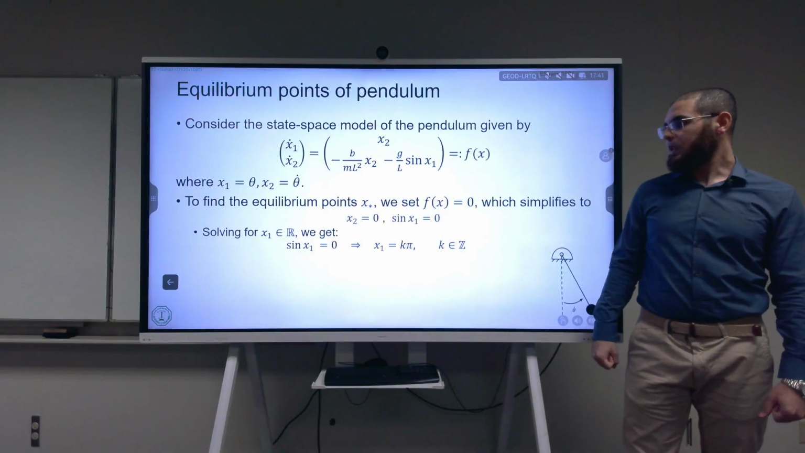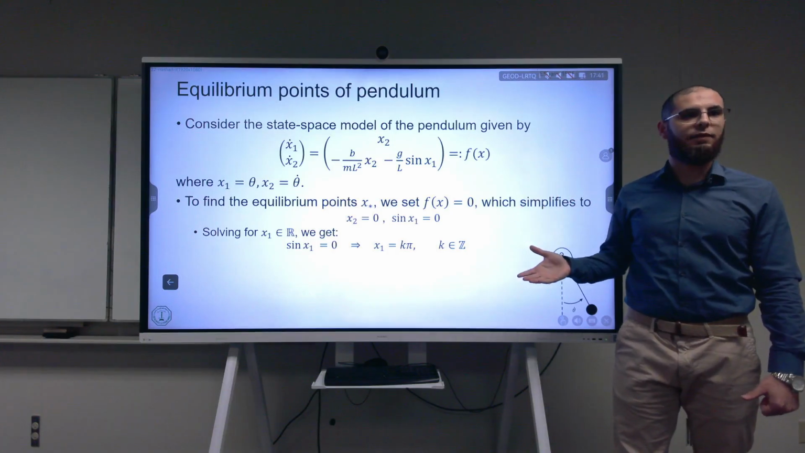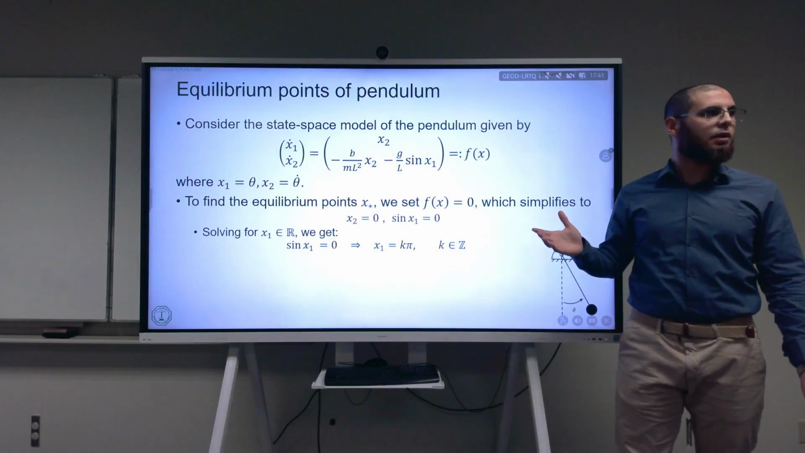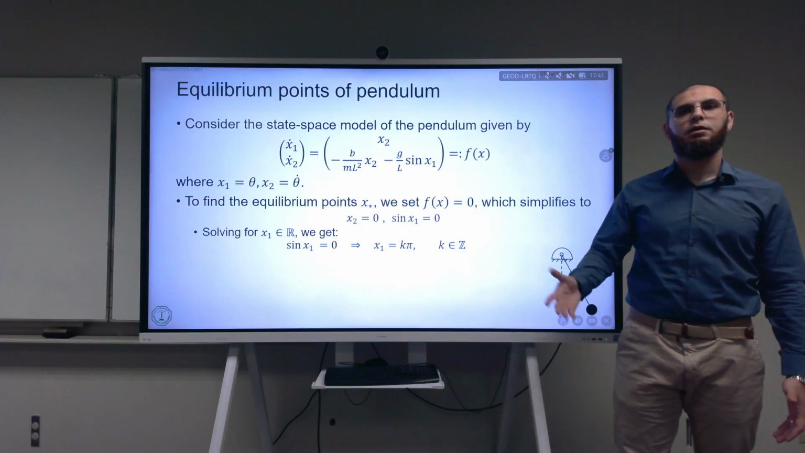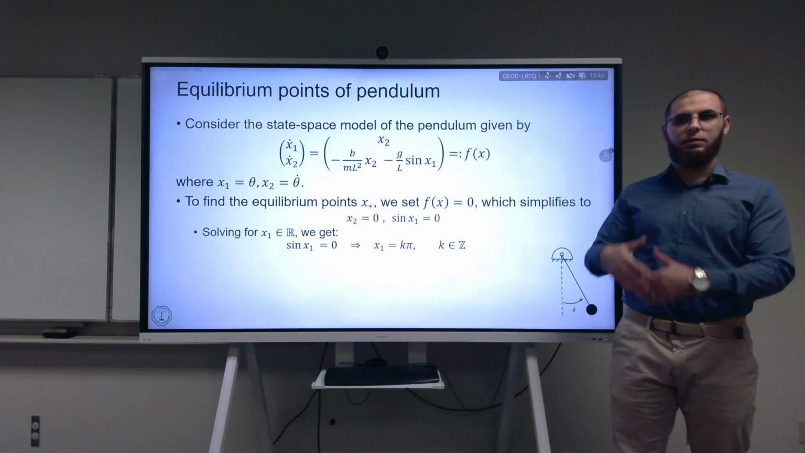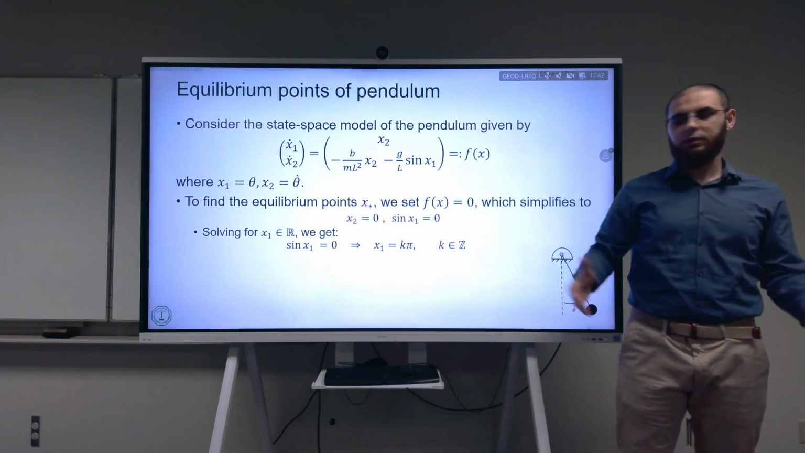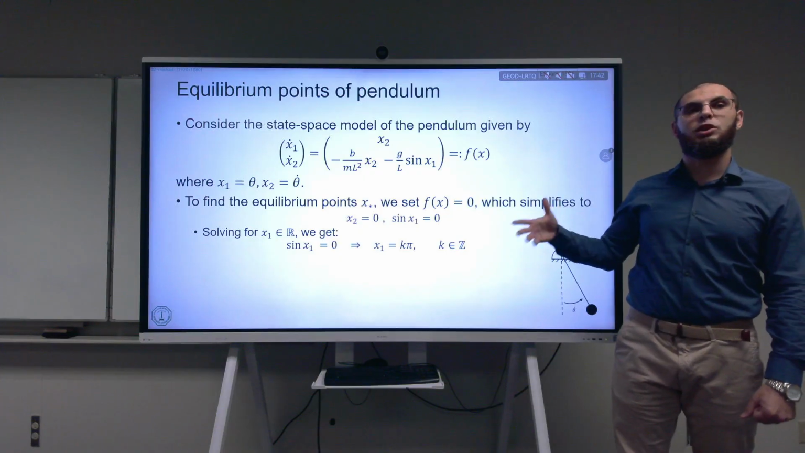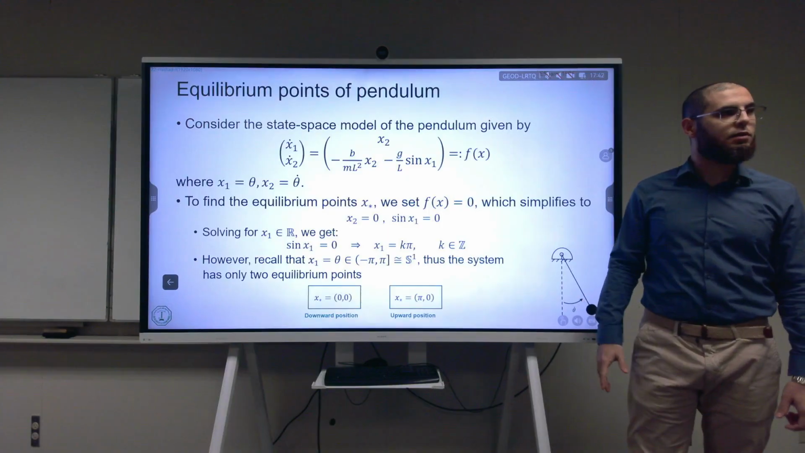How many solutions does sine x1 equal to 0 have? Infinite numbers, right? They are all multiples of pi. So pi, 2 pi, 3 pi, and so on. But not only that, also minus pi, minus 2 pi, and so on and so forth. So how many equilibrium points does this system have? It has an infinite number of equilibrium points. Does that make sense?